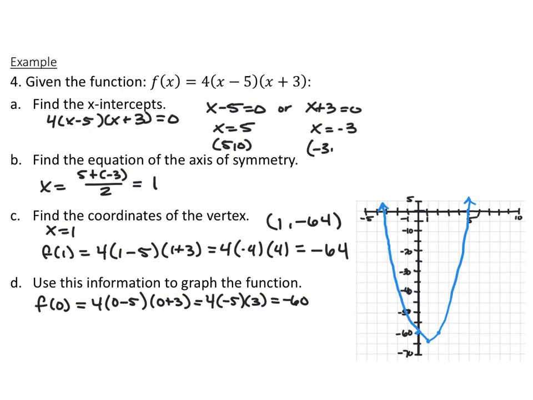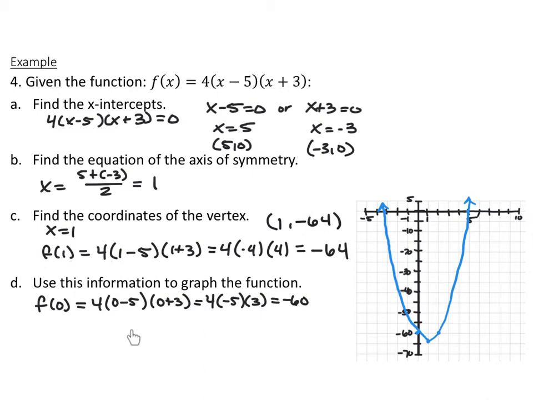And then the next one, it's asking for the axis of symmetry, so I just found the average between these two, so x = (5 + (-3))/2, so your axis of symmetry is x = 1. And then find the coordinates of the vertex. If your axis of symmetry is 1, that is the x-coordinate of your vertex, so I plugged that in for x to find the y-coordinate of the vertex, and I got the y-coordinate was -64. So the coordinates of the vertex are (1, -64).